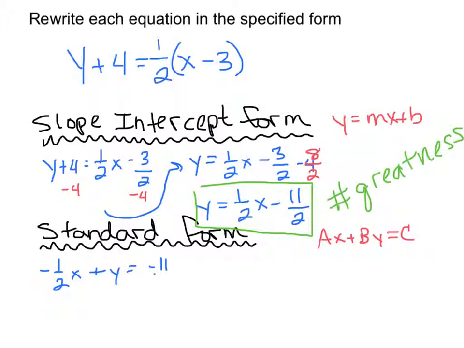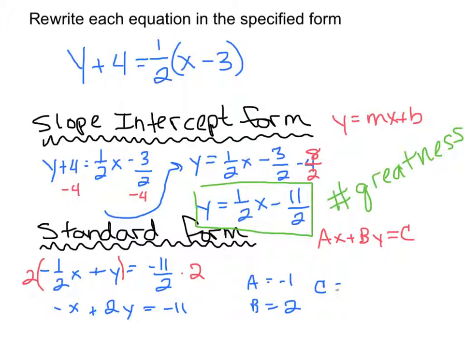equals -11/2. Now remember I said we don't want any fractions, so we're going to try and get rid of these denominators. I'm going to multiply everything by 2. That's going to give us -x, because 2 times -1/2 is -1, plus 2y equals -11. And that is standard form with a equals -1, b equals 2, and c equals -11.